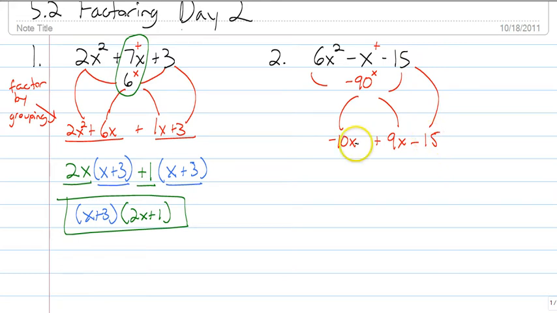Some of you guys might say, well, how do I know what number to put here and here? What if I put 9 here or negative 10 here? It doesn't matter. It will work either way. That's the good news about this.